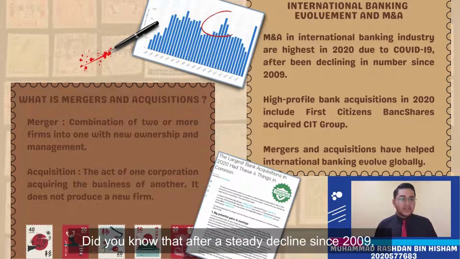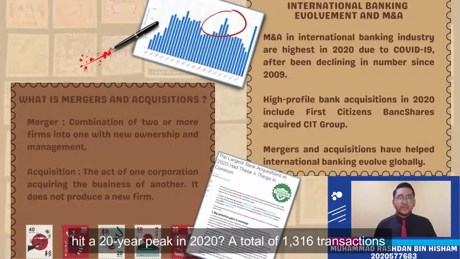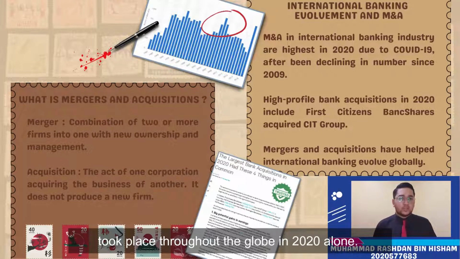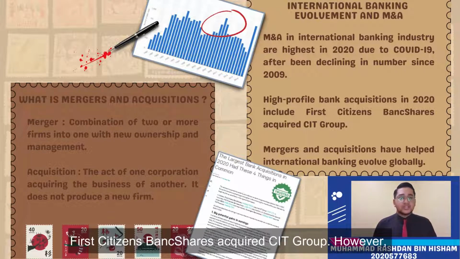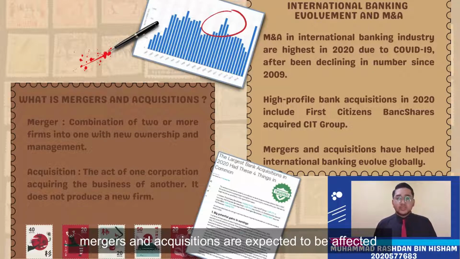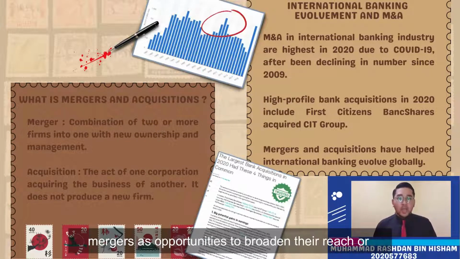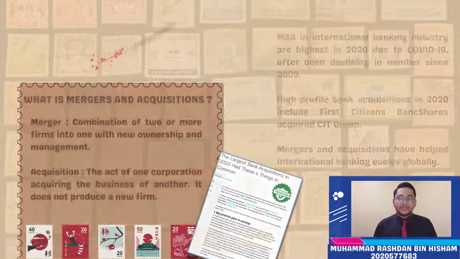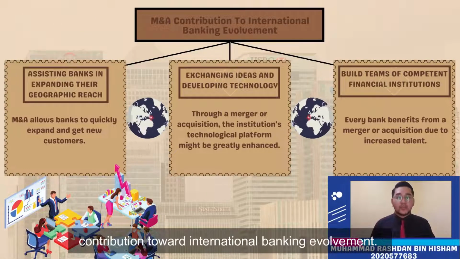Did you know that after a steady decline since 2009, merger and acquisition activity in the banking sector hit a 20-year peak in 2020? A total of 1,316 transactions took place throughout the globe in 2020 alone. One of the high-profile and biggest bank acquisitions that occurred in that particular year included First Citizens BancShares acquiring CIT Group. However, as the outbreak of COVID-19 bloomed in 2020, bank mergers and acquisitions were expected to be affected by it, and many banks consider acquisitions and mergers as opportunities to broaden their reach or develop their operations more effectively. Henceforth, let's look at the mergers and acquisitions contribution toward international banking involvement.